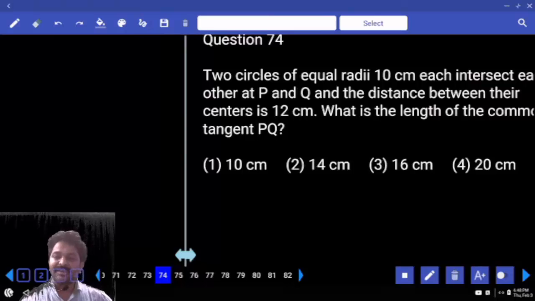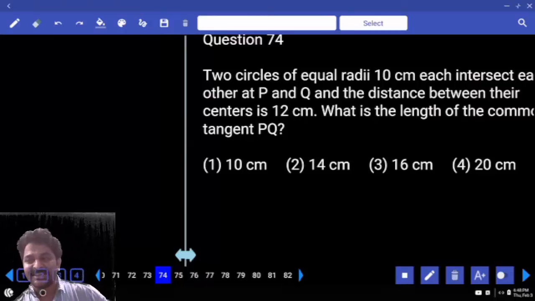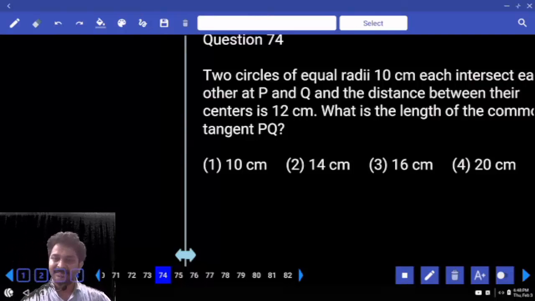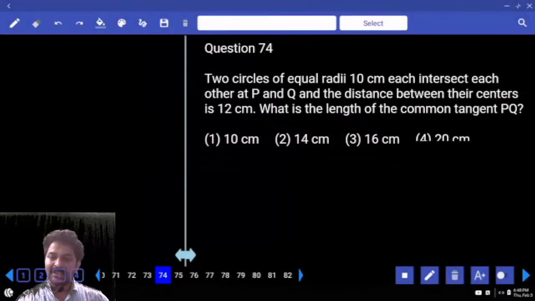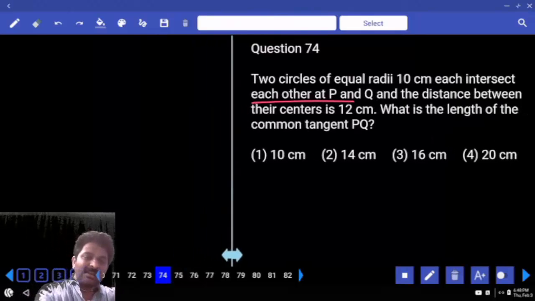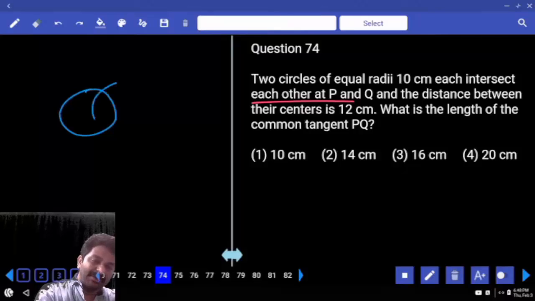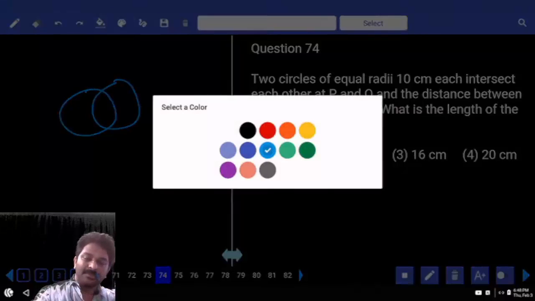2 circles of equal radii, 10 centimeters each, intersect each other at PQ, and the distance between their centers, 2 circles are there, their centers' difference is 12. What is the length of the common tangent? Right, common tangent we have. Let me take the intersection part.